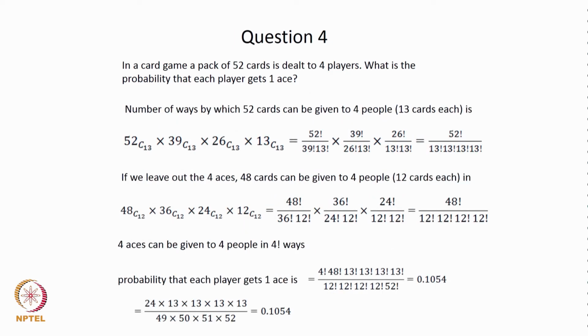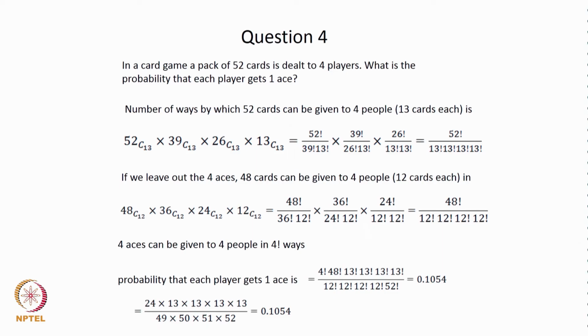Now let us look at the permutation combination way of doing this. So, the number of ways by which 52 cards can be given to 4 people, 13 cards each, is 52C13 into 39C13 into 26C13 into 13C13, which is 52 factorial by 39 factorial into 13 factorial. This is 39 factorial by 26 factorial into 13 factorial. This is 26 factorial by 13 factorial into 13 factorial. The last one is 1 because the remaining 13 cards go to the 4th person.